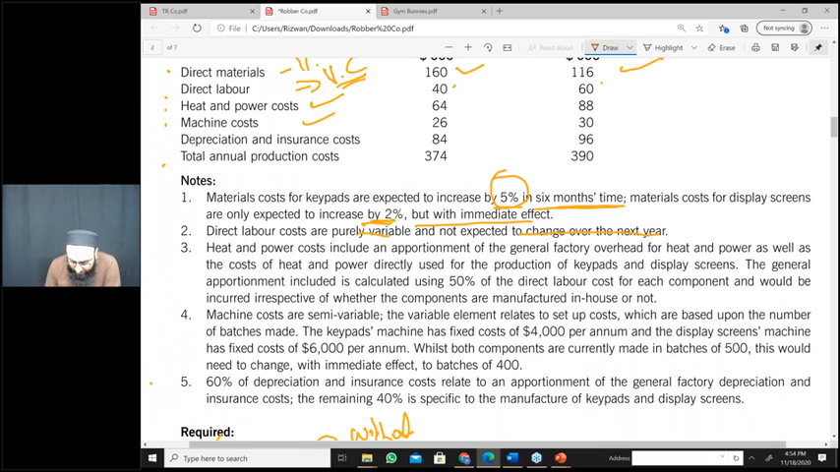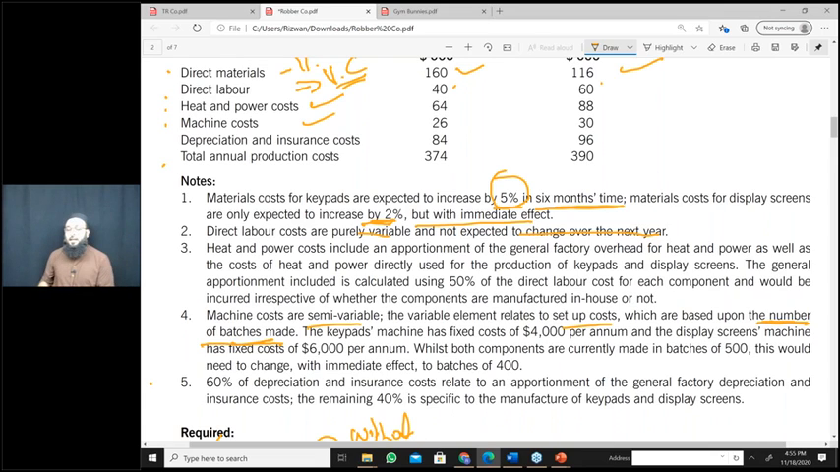The variable element relates to setup costs, which are based upon the number of batches made. Okay, now this is very important. Just understand, otherwise you will get confused later on. It says the variable element relates to setup costs, which are based upon what? Number of batches made. Just write it here. It is based upon number of batches made.